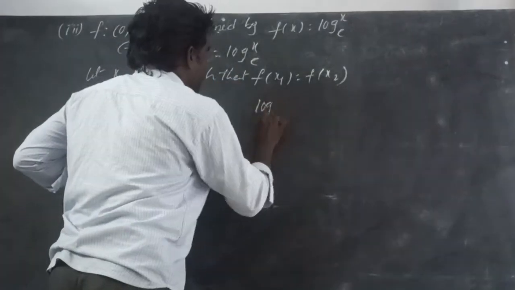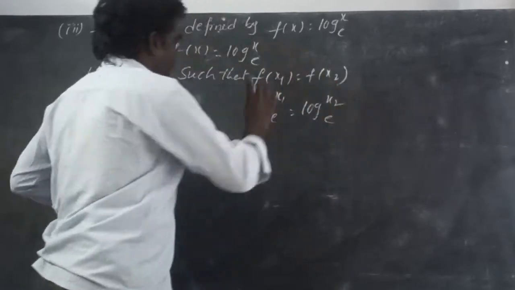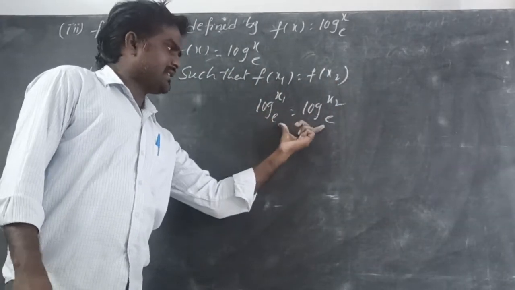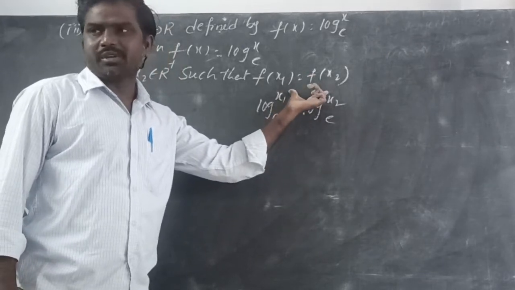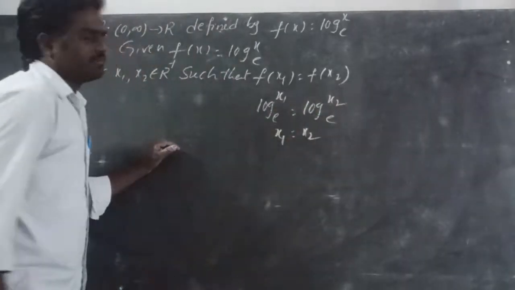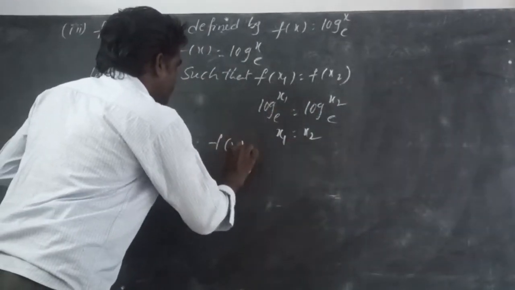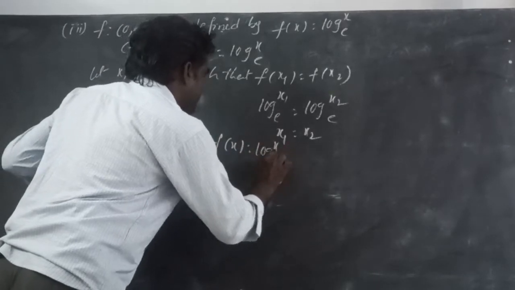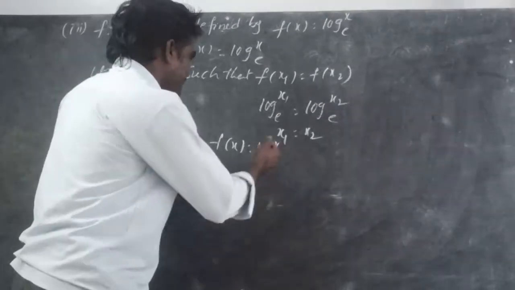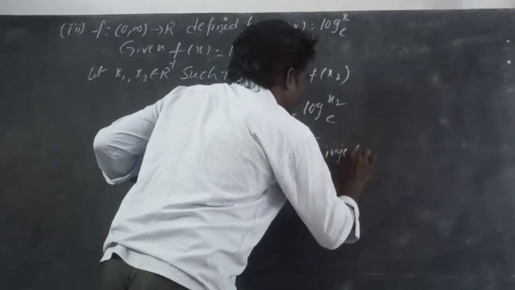So log x1 base e is equal to log x2 base e. Here we know that logarithms of any two numbers with the same base are equal only if the numbers are also equal. So that is x1 is equal to x2. So therefore, f of x is equal to log x base e. e is the exponential constant. So log x base e is an injection function.